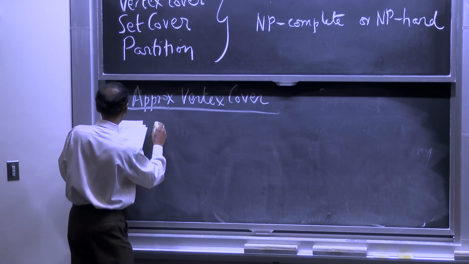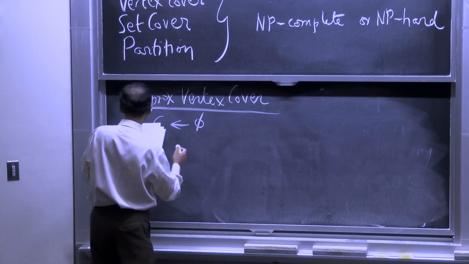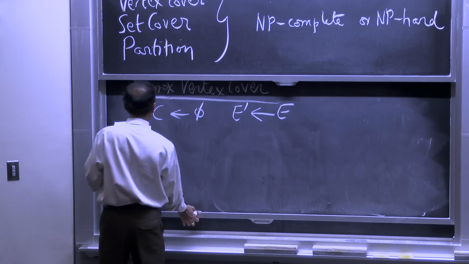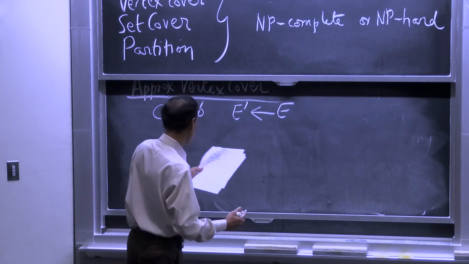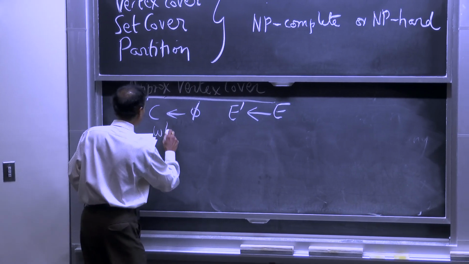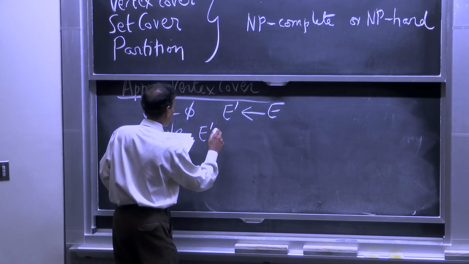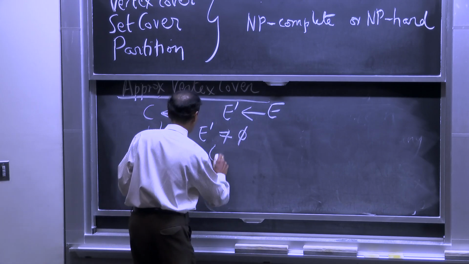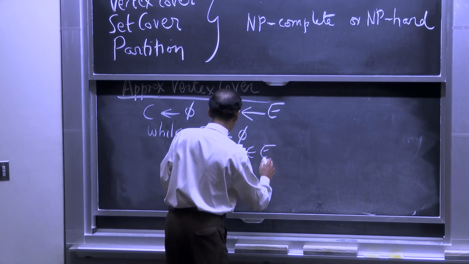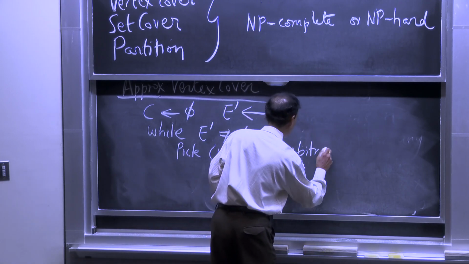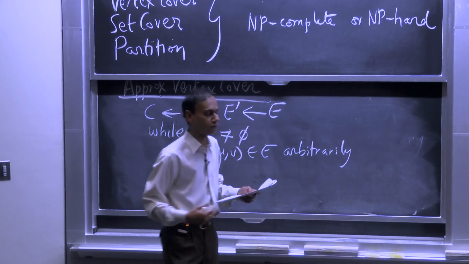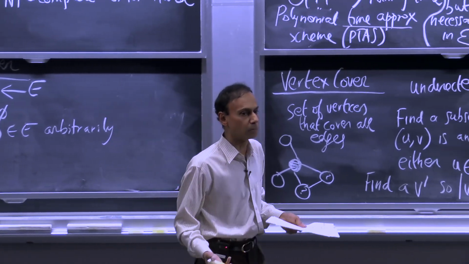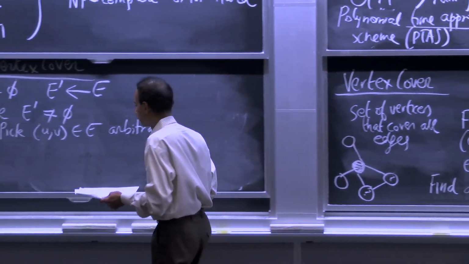So what we're going to do here is simply set the cover to be null. Go ahead and set all of the edges to be E prime. And then we're going to iterate over these edges. I'm not even specifying the way I'm going to select these edges, and I still will be able to do a proof of 2 approximation.